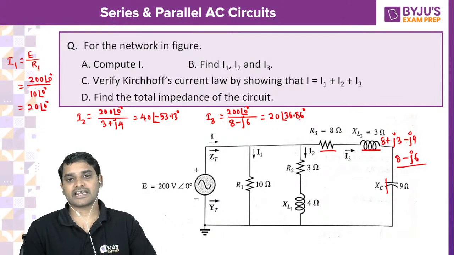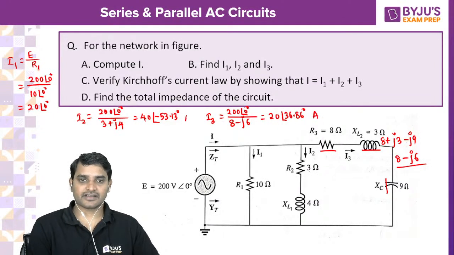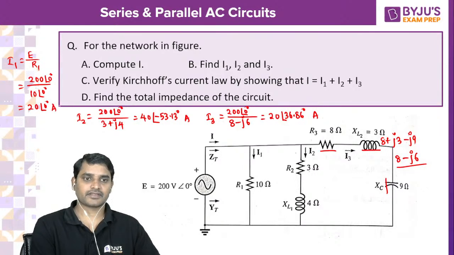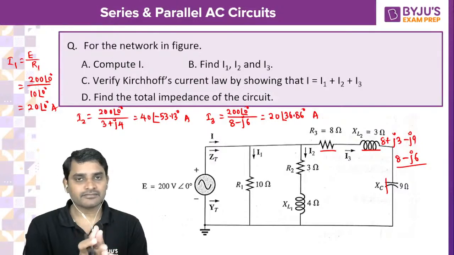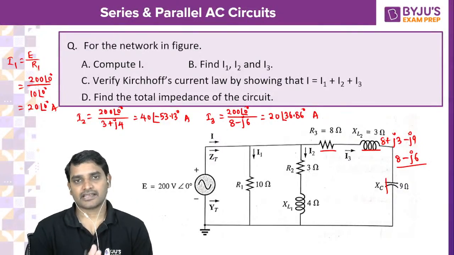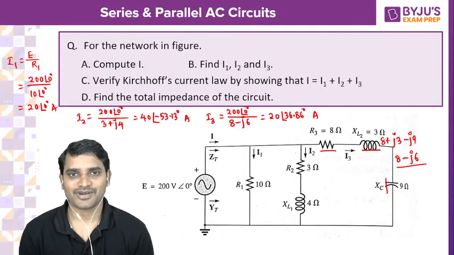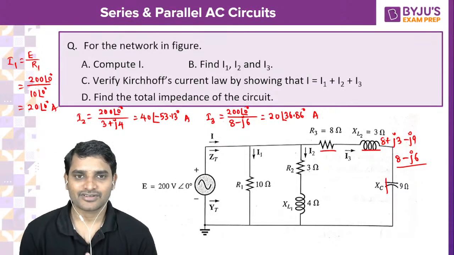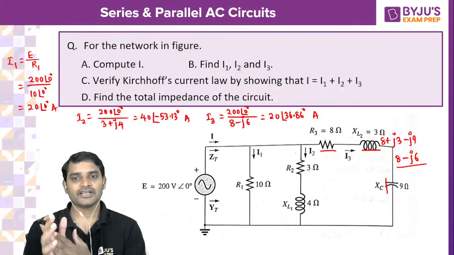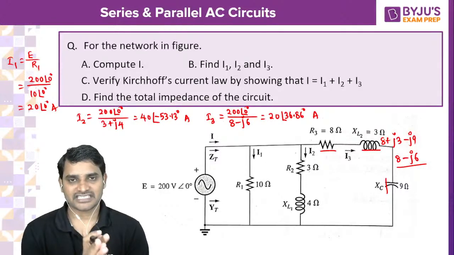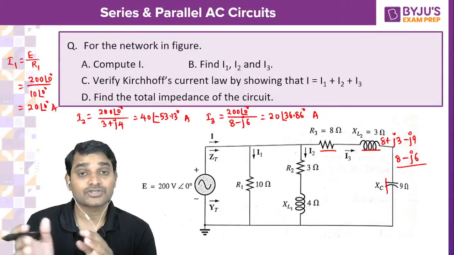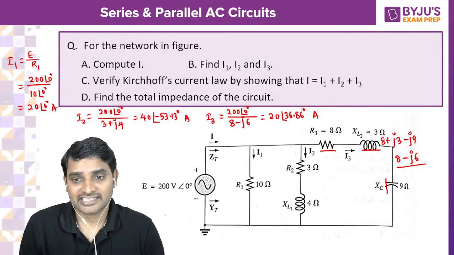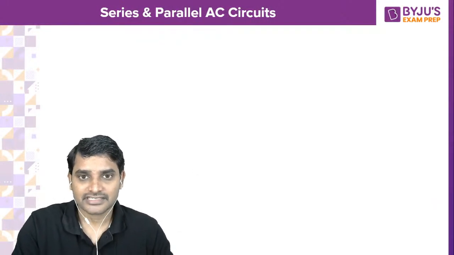These are the currents of each branch. Add them up to get the total current. How to add? There is no other option except converting into R cos theta plus jR sin theta format. Otherwise, you take the total impedance Z. Let us calculate the total impedance.